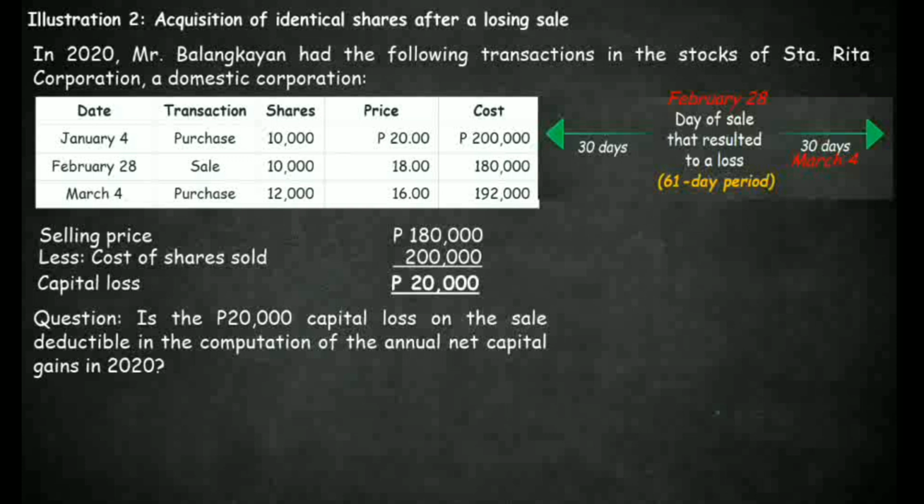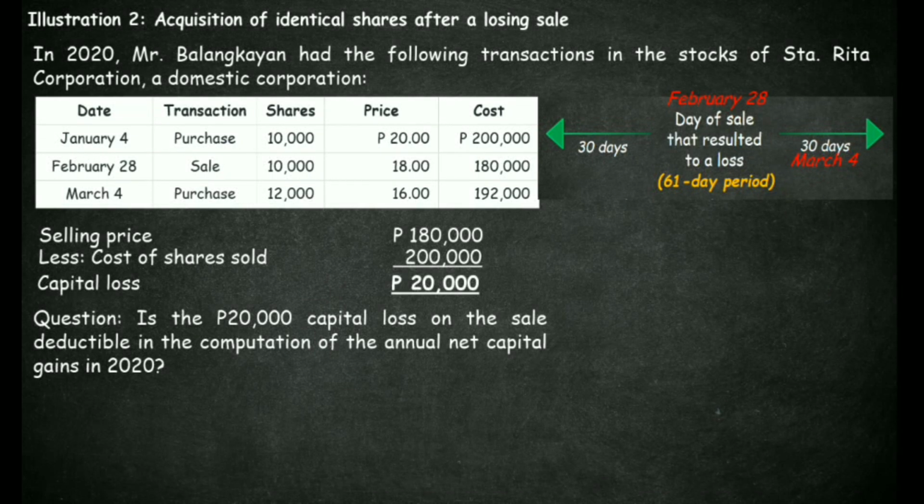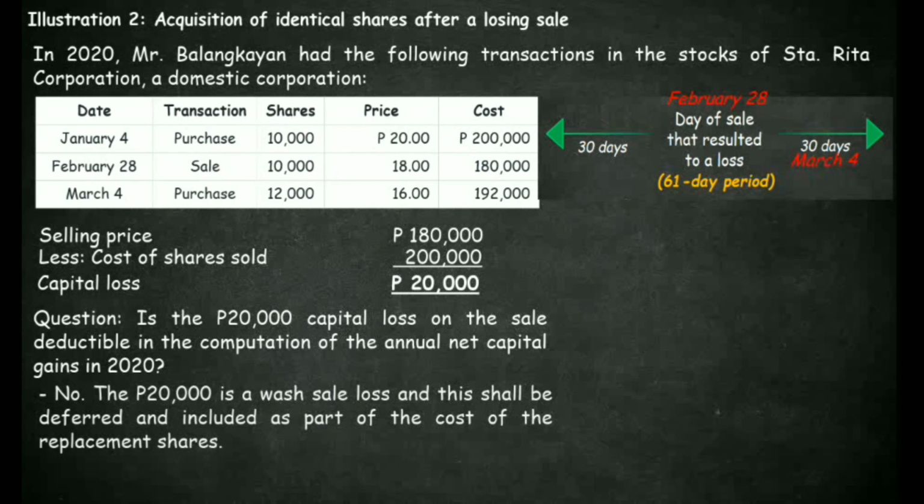Now, going back to our question, is the 20,000 pesos capital loss on the sale deductible in the computation of the annual net capital gains in 2020? Our answer is no, because the 20,000 pesos is a wash sale loss, and this shall be deferred and included as part of the cost of the replacement shares.